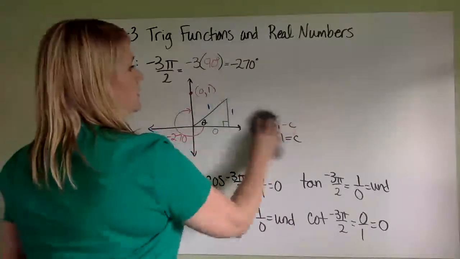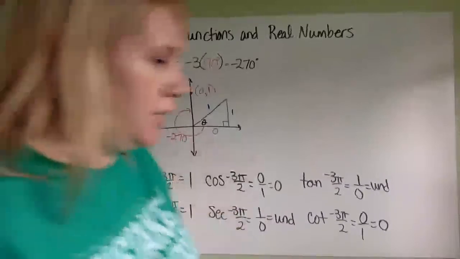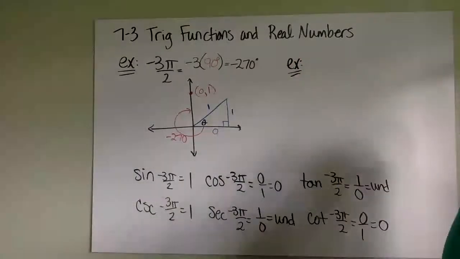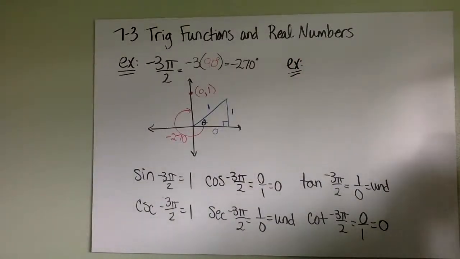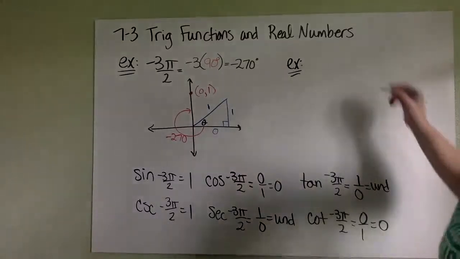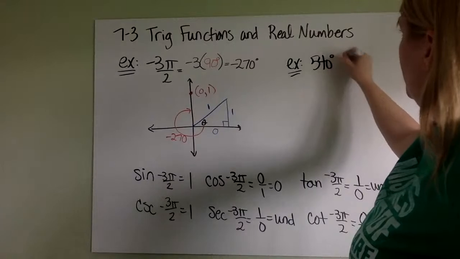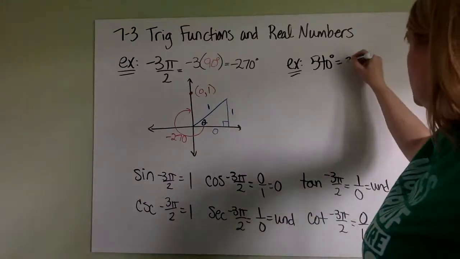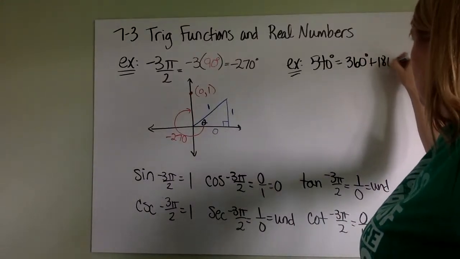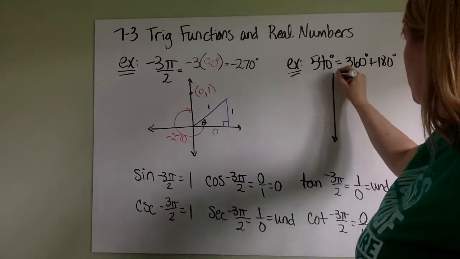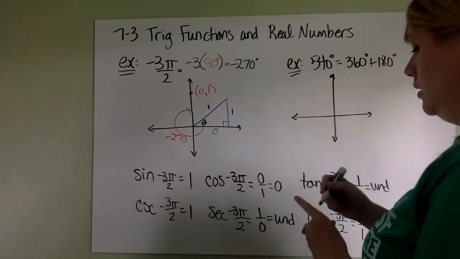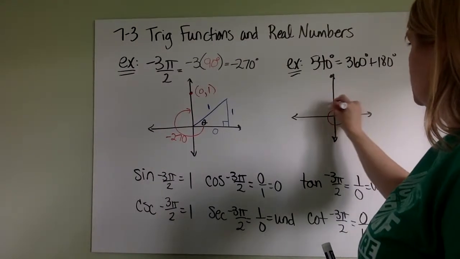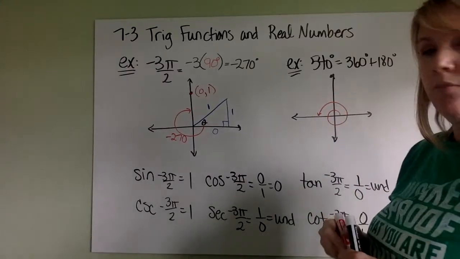Okay, I'm going to erase this. And we're going to draw the next one over here. If I'm asked for 540 degrees, again, that's bigger than 360. That is 360 plus 180. So my angle goes around one full revolution and then it stops there, right?